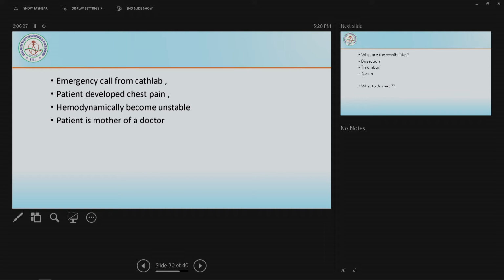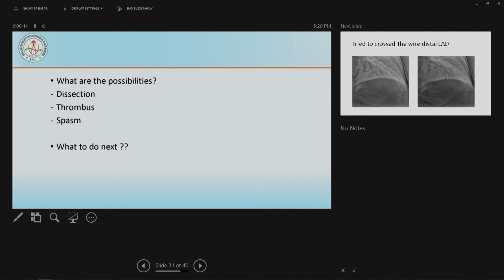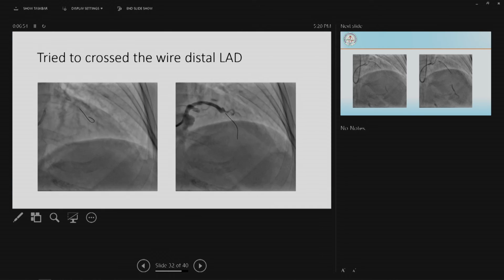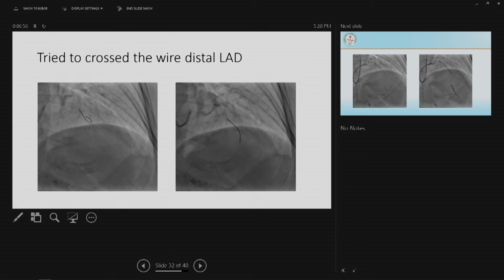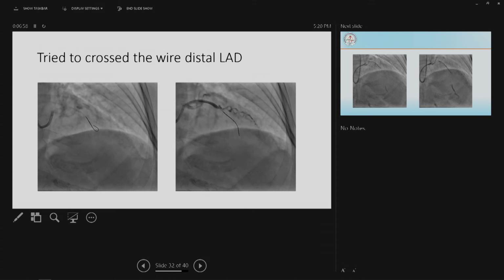Emergency call back, then they called me. The patient developed chest pain, became hemodynamically unstable, and the patient is the mother of a doctor. What are the possibilities? Dissection, thrombus, spasm, what to do next? Whatever it may be, spasm or dissection, I shall have to open.